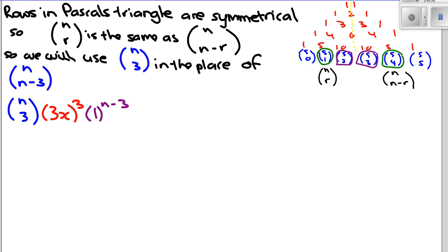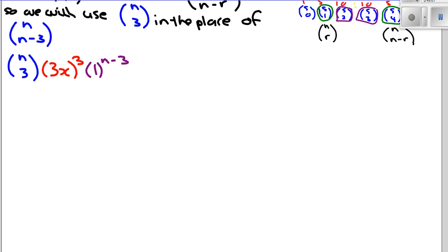And would you agree that the purple part overall is just going to equal 1? Why? So Owen, why must the purple part equal 1, no matter what n is? Anyone can help Owen if you want.